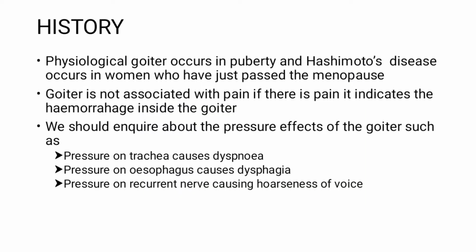History. Physiological goiter occurs in puberty and Hashimoto's disease occurs in women who have just passed the menopause. Goiter is not associated with pain actually, and if there is any pain it indicates hemorrhage inside the goiter.